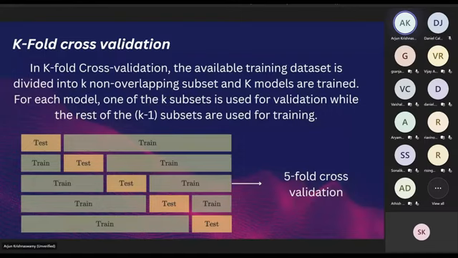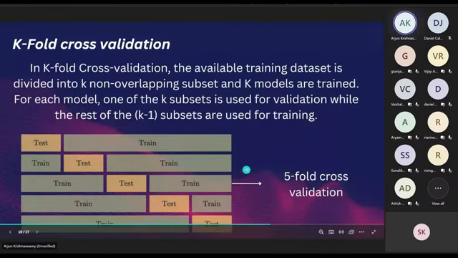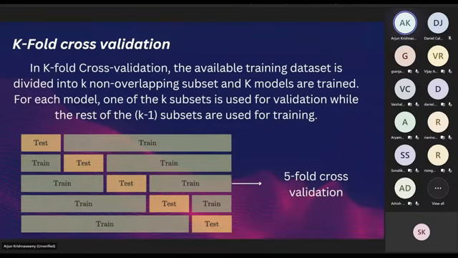You can split it into 5, 10. 10 is usually what we do. We split it into say 10 parts, k parts, and only one of these k parts we use for testing or validation, and the remaining k minus 1 parts we use for training. We use the first part for testing, remaining as training. Now we use the second part, and again remaining as training, and so on till we use all the k parts. Every time we are training, we are not training on the same data set.